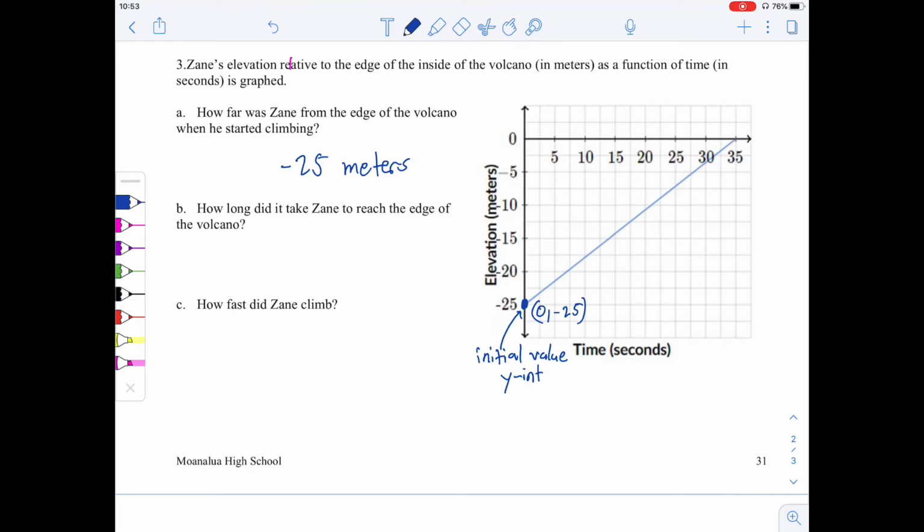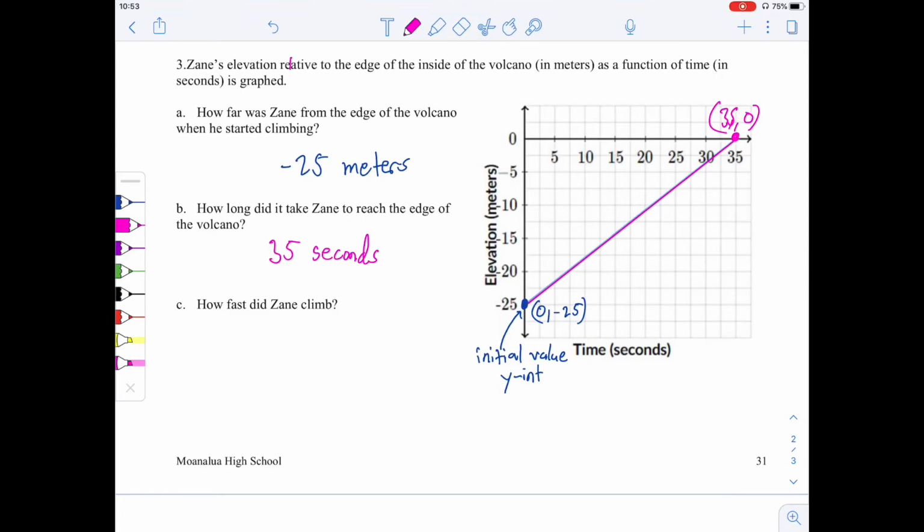And then how long did it take Zane to reach the edge of the volcano, which is at 0 elevation? So you look at your graph, you just follow it. Where does it intersect? Right there. So it took him 35 seconds. So that's (35, 0): 35 seconds, 0 elevation. So 35 seconds.